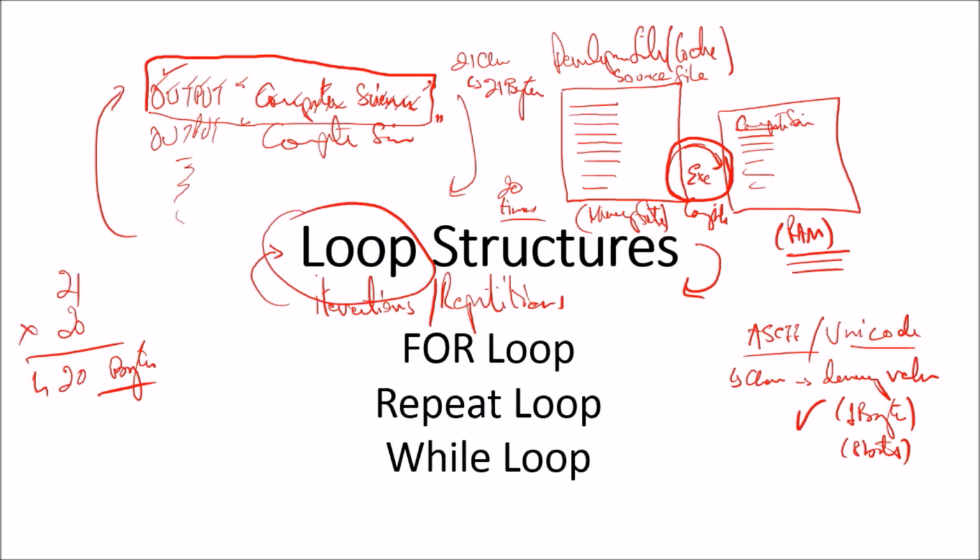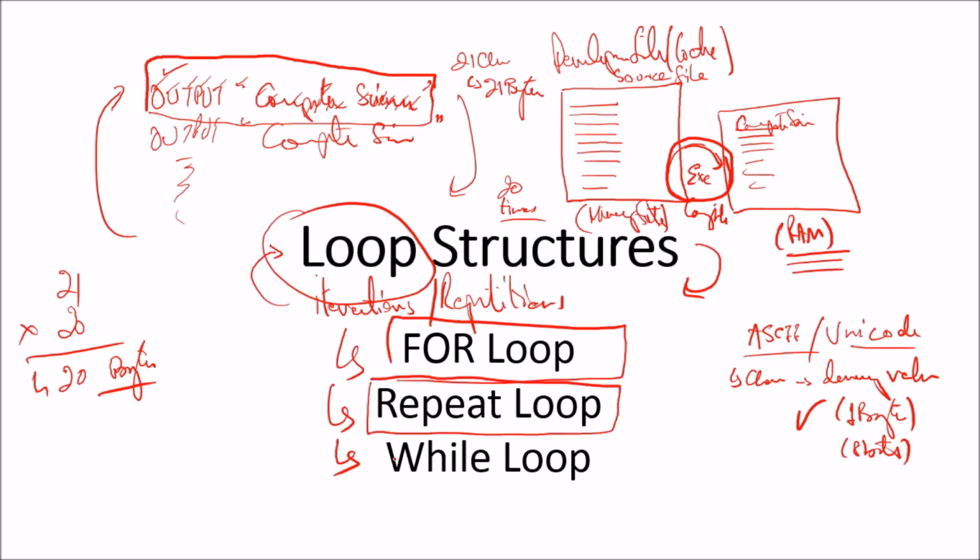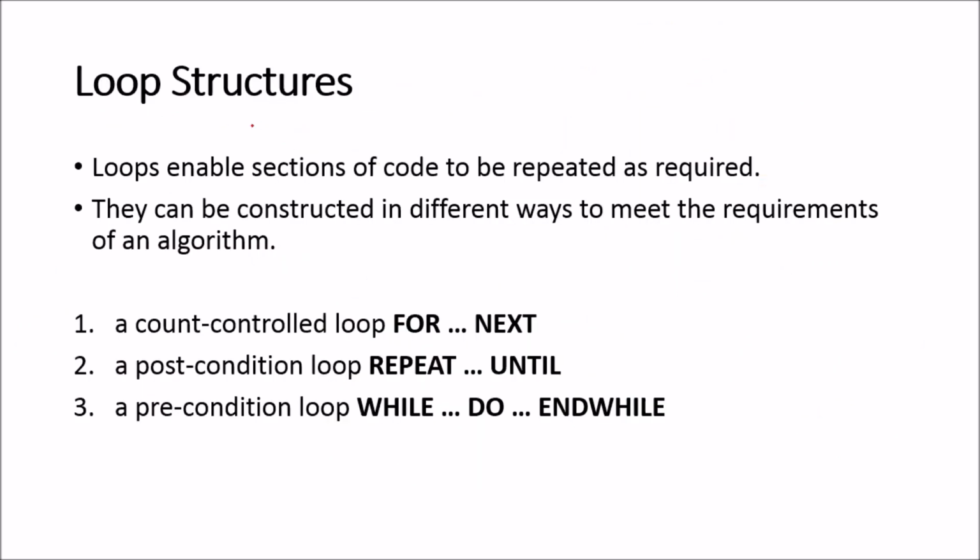Now in loops, we have 3 different types. One is a for loop. Second is a repeat until loop, and last one is a while do loop. Now, the definition of loop structure: loops enable sections of code to repeat as required. They can be constructed in different ways to meet the requirement of an algorithm. For next is also known as a count control loop. Repeat until is known as a post condition loop. While do is known as a precondition loop.